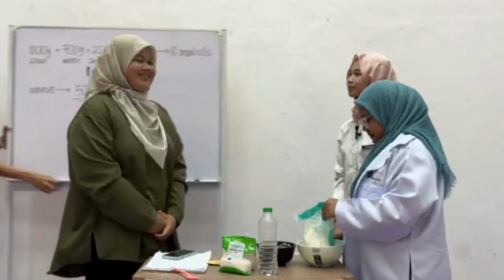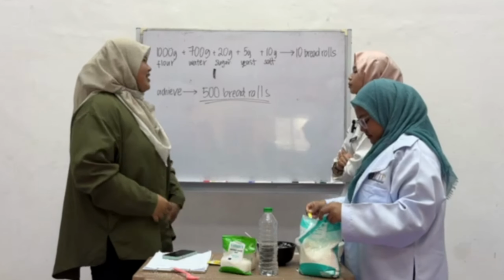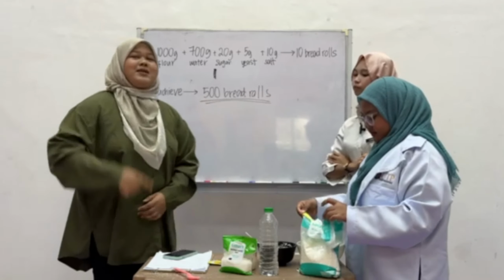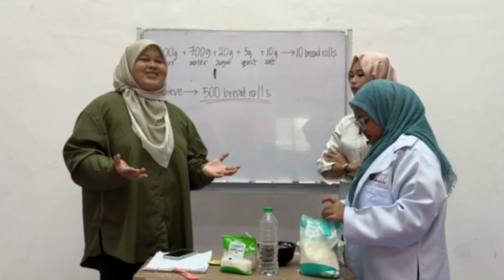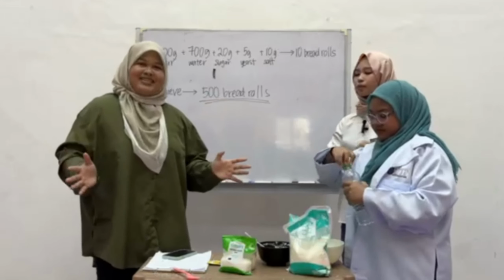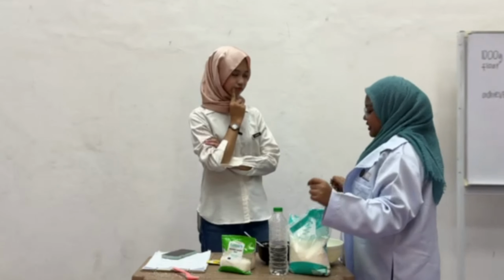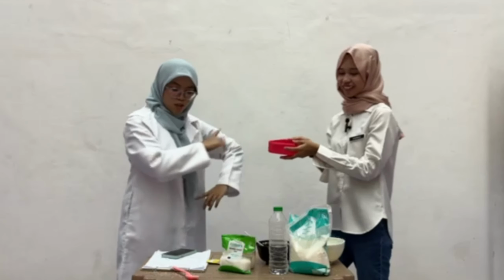To have enough bread rolls, we need a certain measurement of the ingredients. From the recipe book, we can make 10 bread rolls by using this measurement of ingredients. But remember, in order to achieve 500 bread rolls, we have to multiply this measurement by 50. I think we don't have enough bowls. But I have the bowl. Yay! Thank you.